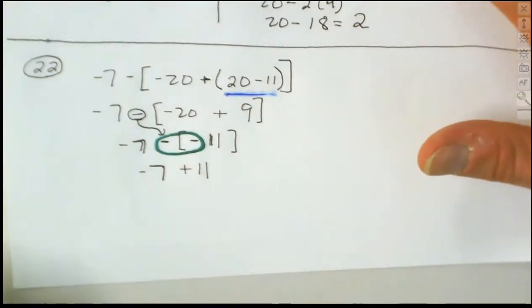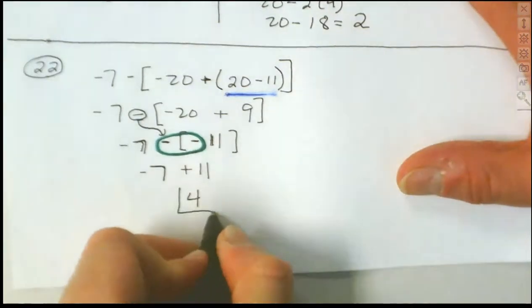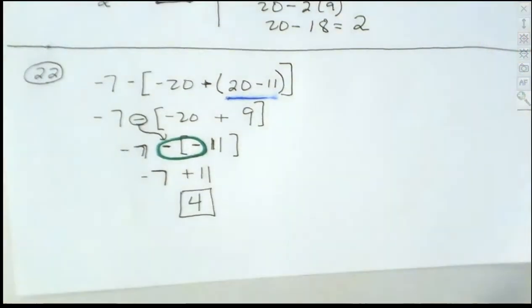And what's 11 minus 7? Well, 11 minus 7 is going to be a 4. So your answer on that one is going to be 4. Is everyone okay with how I did that, though? Do you see how I took my time and I worked on the inside and just worked my way out?